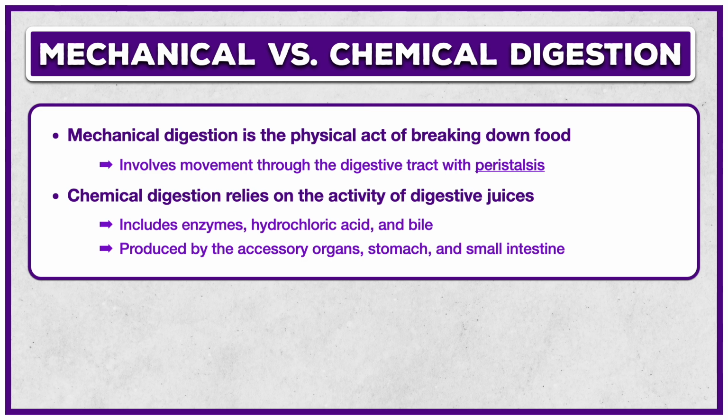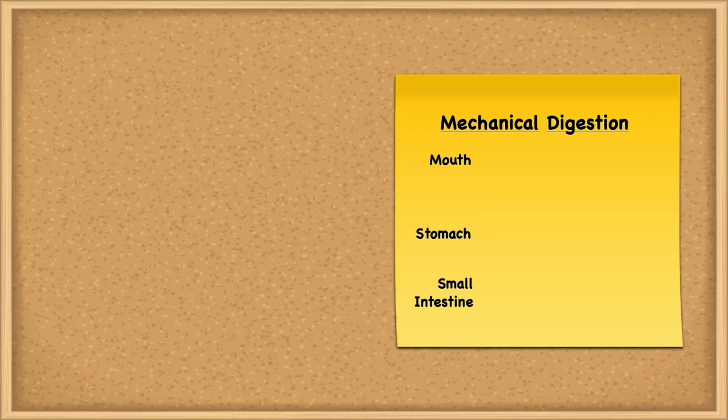On the other hand, chemical digestion relies on the activity of digestive juices to break down food. Digestive juices, which include enzymes, hydrochloric acid, and bile, are produced by the accessory organs, stomach, and small intestine. Enzymes break the bonds that hold carbohydrate, protein, and fat molecules together, reducing them to their smallest pieces so they can be absorbed.